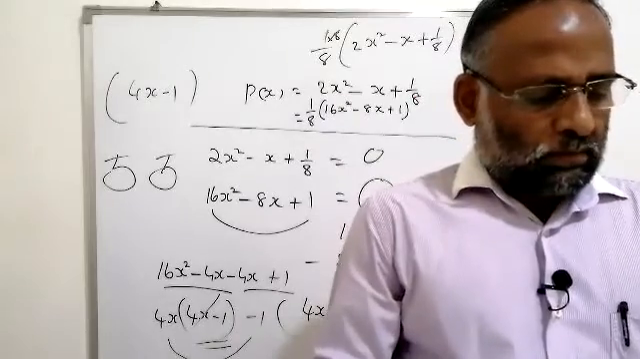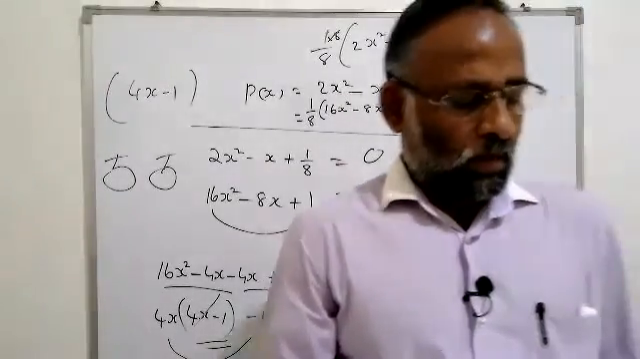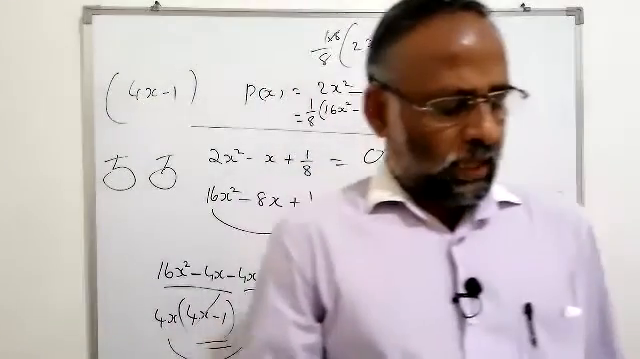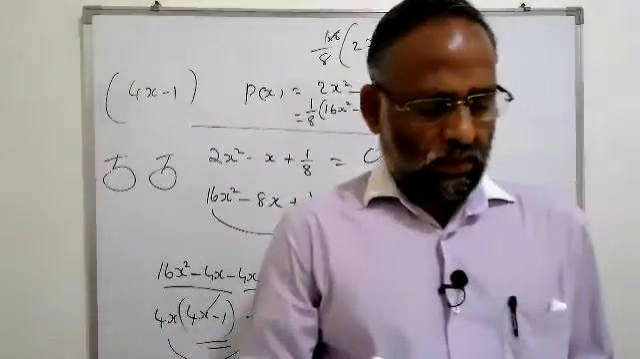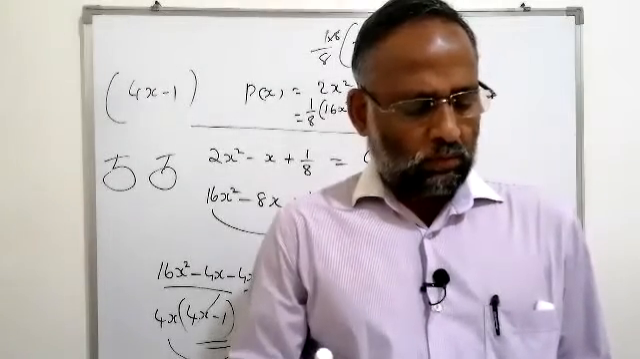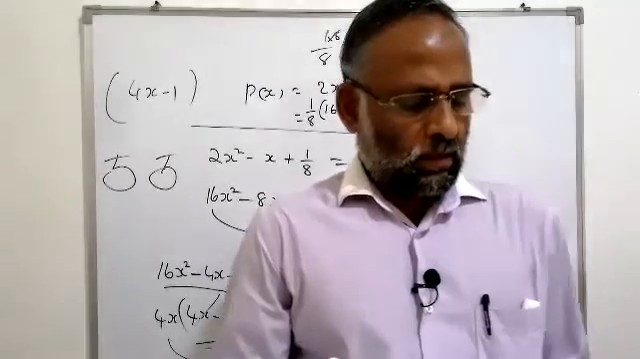Solve the problems. See, I am telling one problem. All of you write the question. Find two numbers whose sum is 27 and product is 182. Simple problem only. 4.2 exercise. Question number 3.